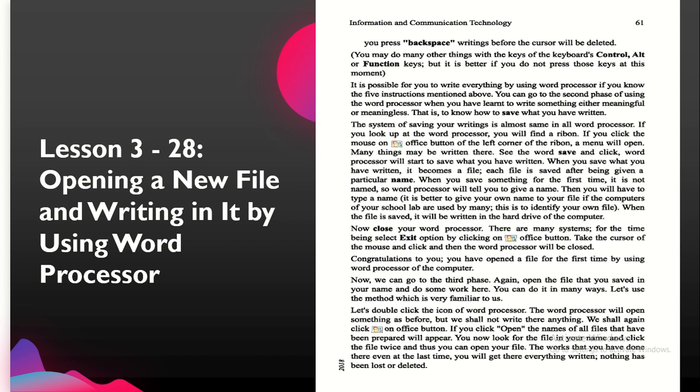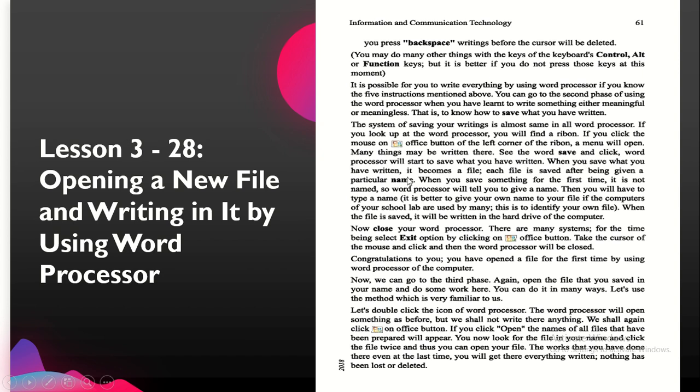So after writing, you will be eager to save it. The system of saving your writing is almost the same in all word processors. If you look up at the word processor, you will find a ribbon. If you click the mouse on the Office button at the left corner of the ribbon, a menu will open. Many things may be written there. See the word save and click. The word processor will start to save what you have written.